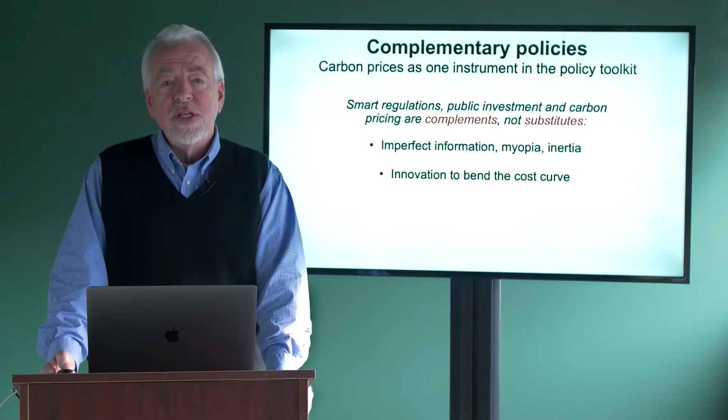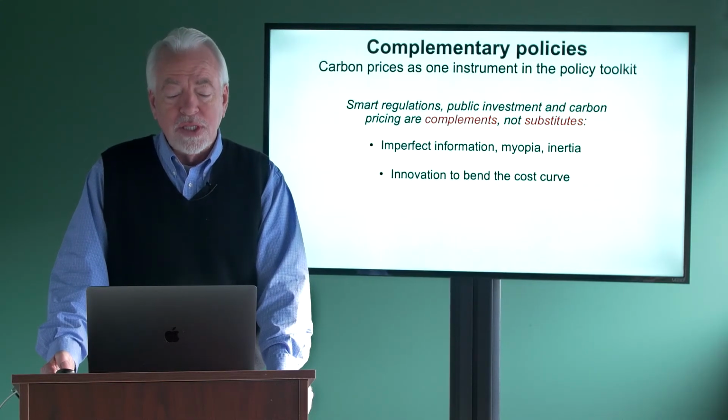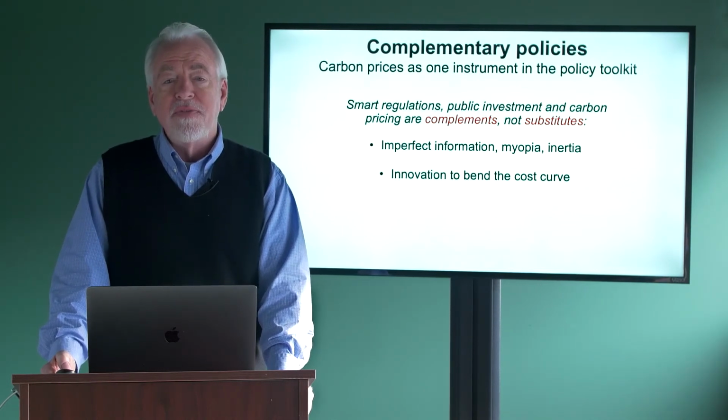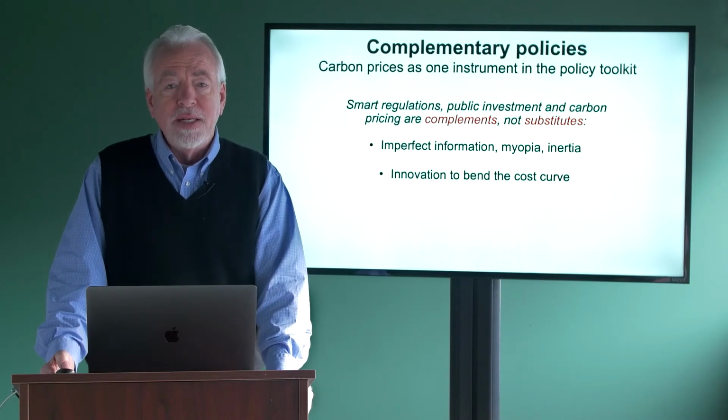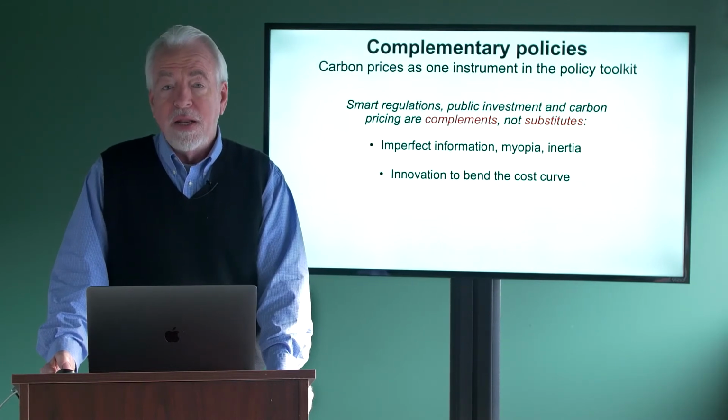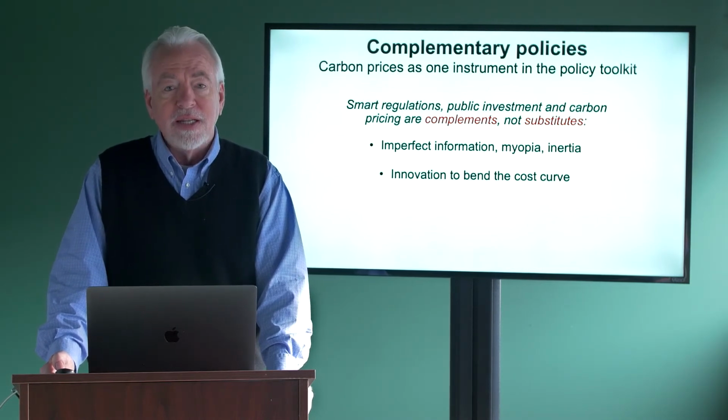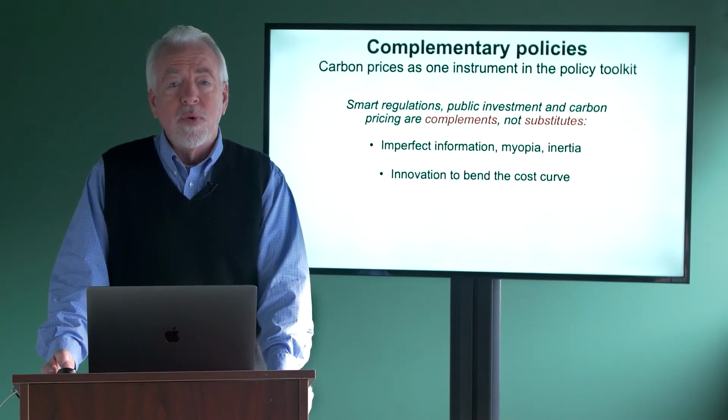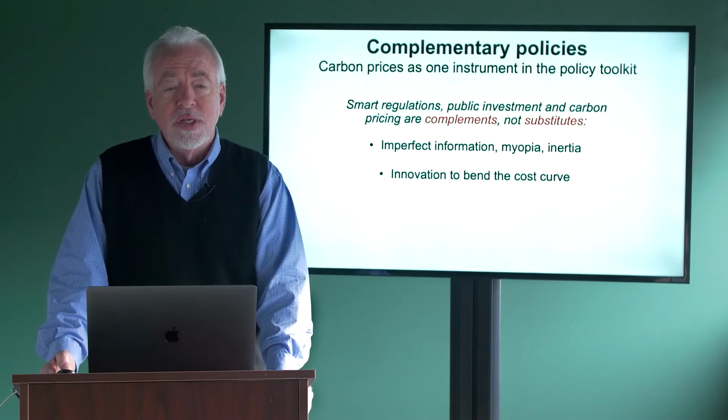A second reason to include regulations in the policy mix is that, like pricing carbon, regulatory instruments can turn out to be very powerful tools for bending the cost curve. And in addition, public investments in research and development can help to drive cost-saving technological change. Indeed, many of the greatest innovations of the 20th century came about, in part at least, as a result of public investments.